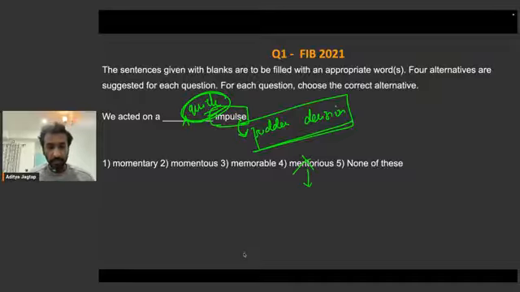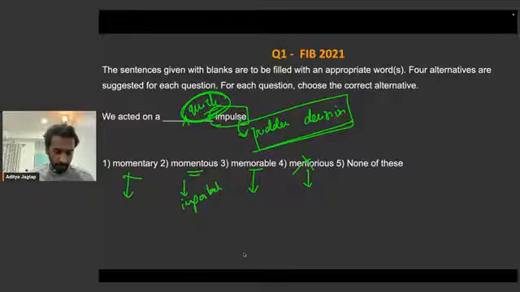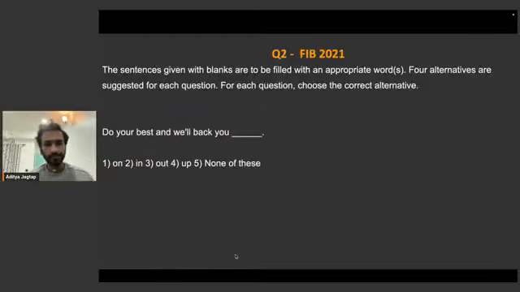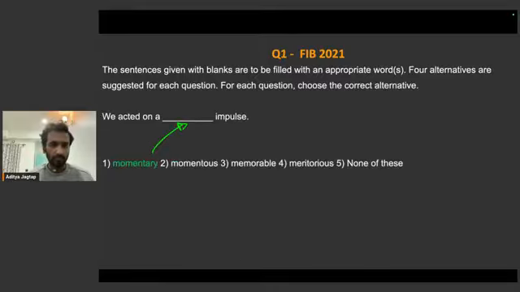Meritorious means something that is meritworthy, that should be, let's say, celebrated or rewarded. Memorable would be something that needs to be remembered, something worth remembering. Momentous would be something important. Momentary means something short-lived, right? Like the impulse is momentary. Correct. So the right answer is 1 for the first question.